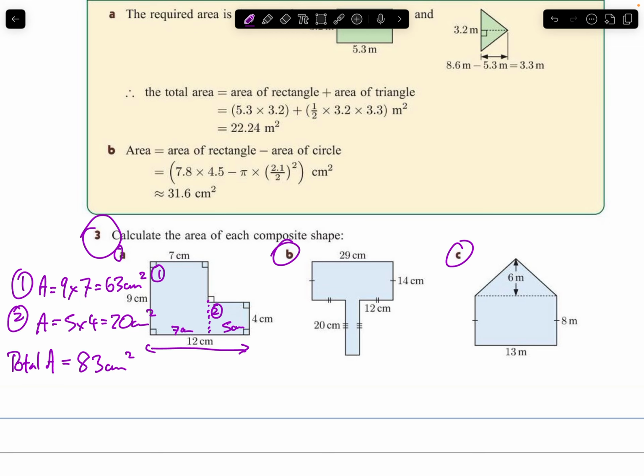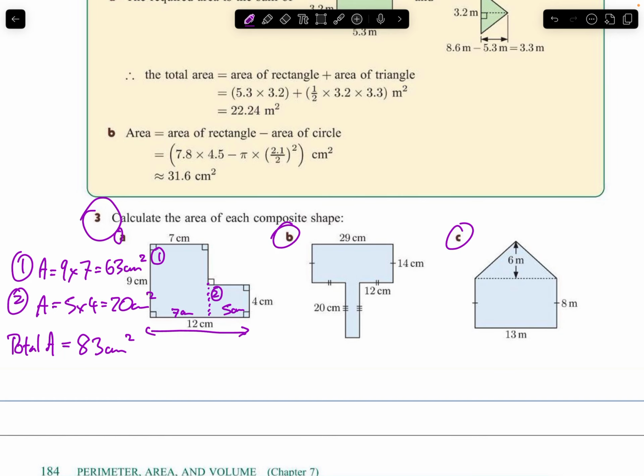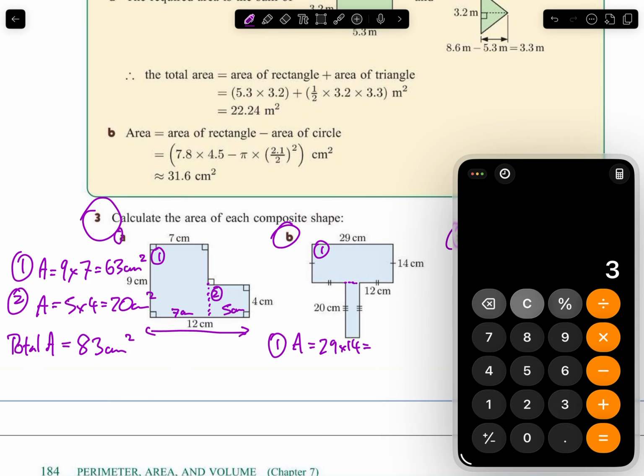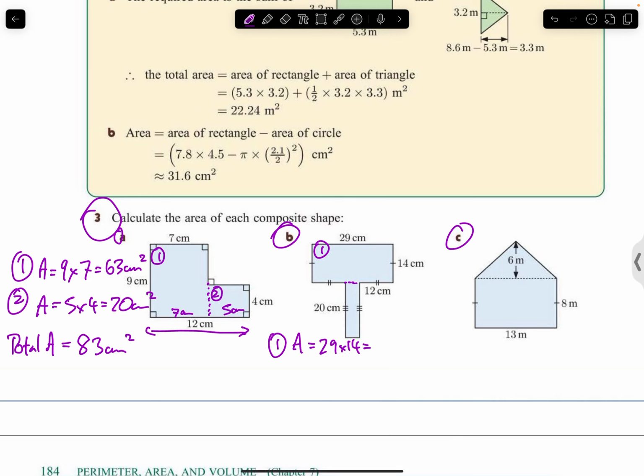Once again, I don't give you a formula for a T shape. I gave you the formula for a rectangle, so cut it there. You've got one big rectangle at the top. Rectangle 1 is going to be area equals 29 times 14. 29 times 14 is 406 square centimeters. Now this we have to think.